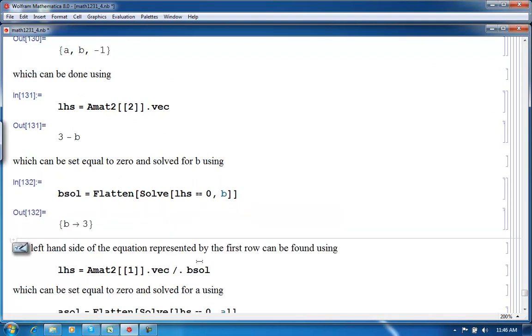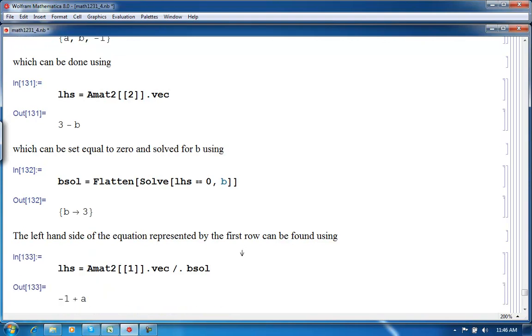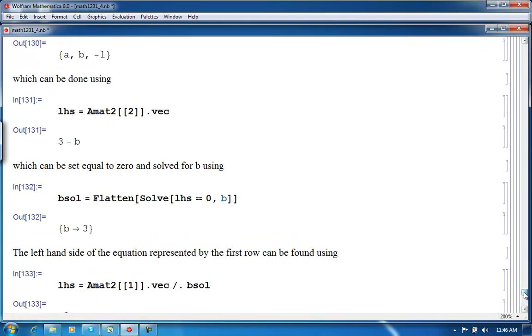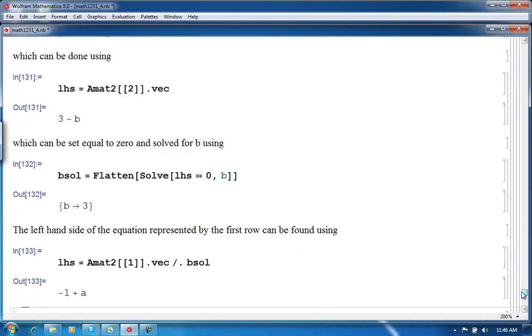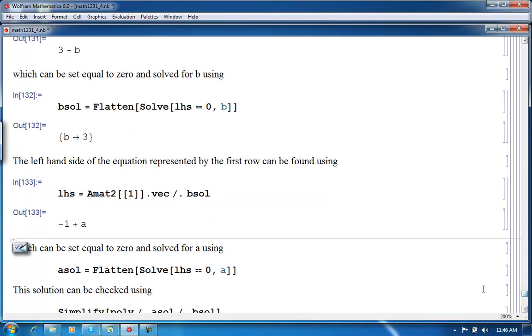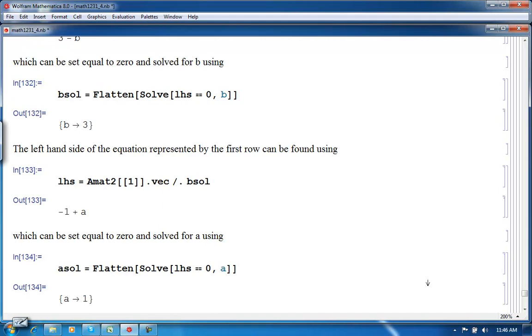And now the left-hand side of the equation represented by the first row can be found using this. So we take the scalar product of the first row with the vector and insert the solution for b, which we've just found, and that should give an equation for a, which it does, and which we can set equal to 0 and solve using this. So a is 1, right?